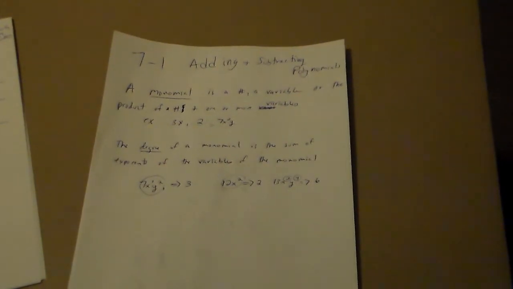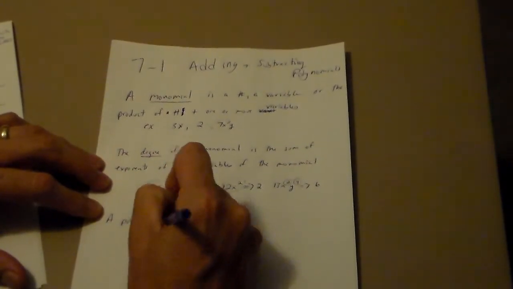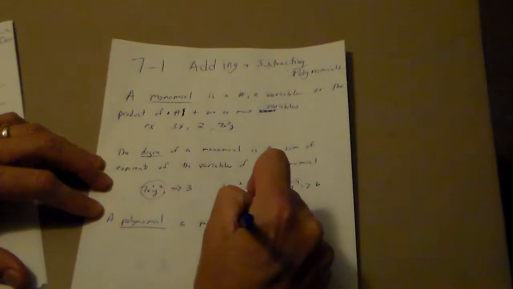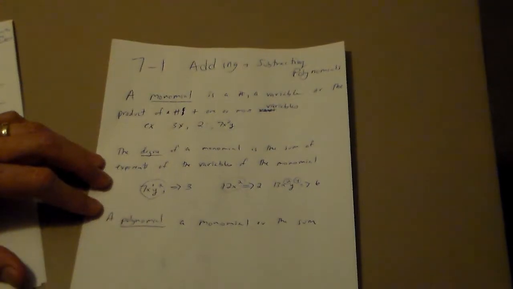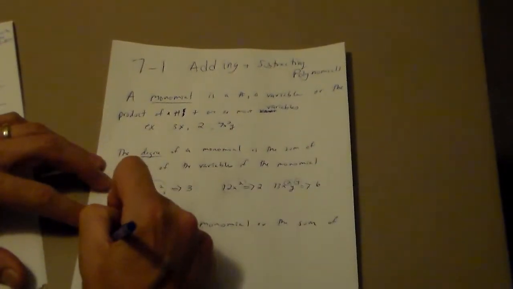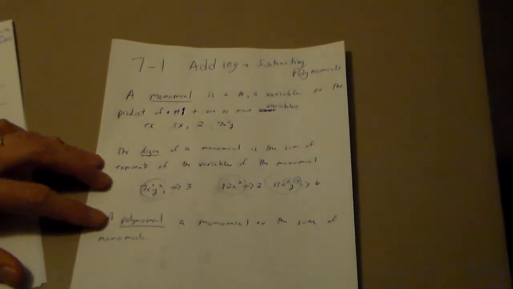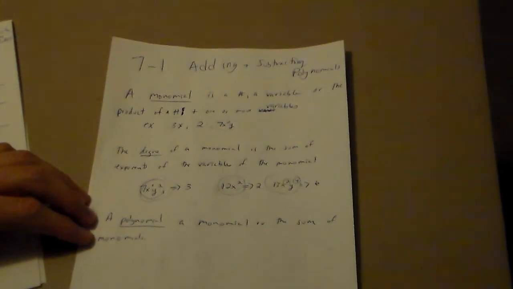Okay? So then they talk about a polynomial. Okay, and a polynomial is like a general term, okay? It's a monomial, or the sum, okay, sum could be subtraction as well, of monomials. It's a general term, okay? All of these are polynomials, okay? They're all polynomials. And then they have you classify this stuff, okay?